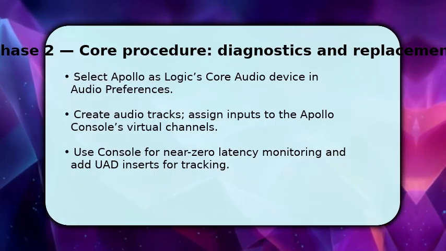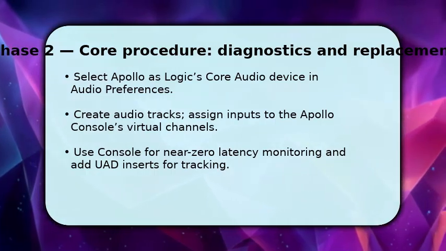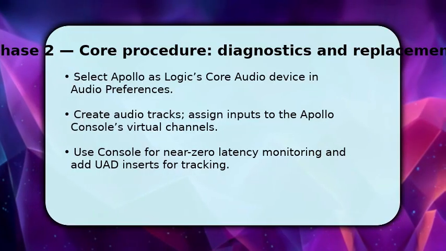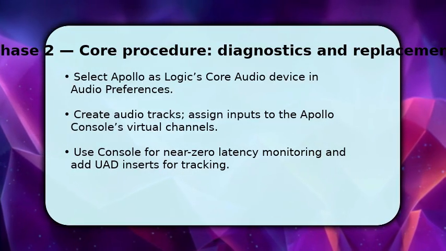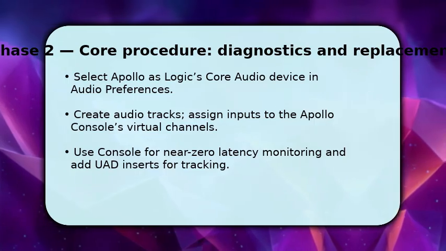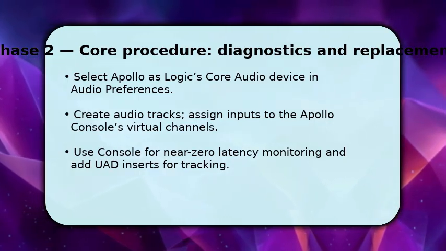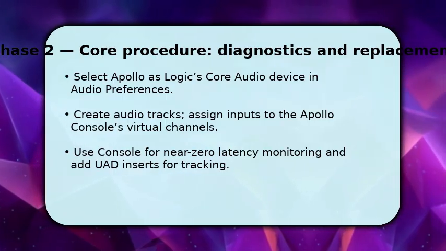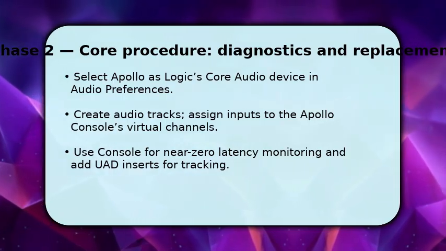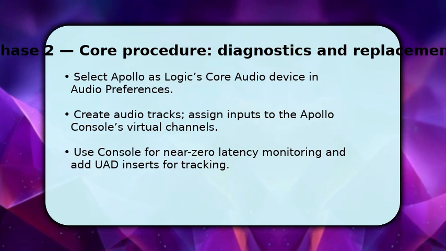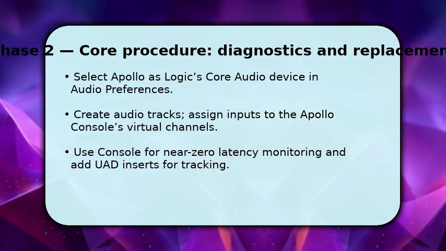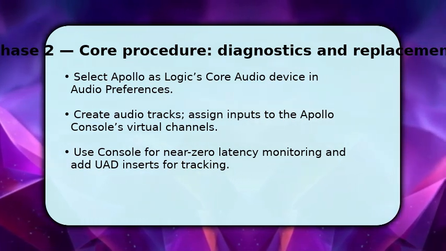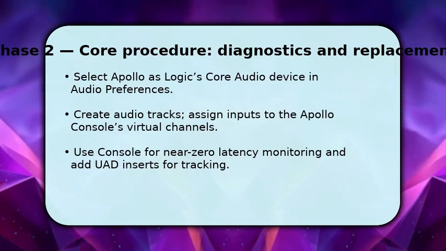Then create audio tracks and assign each track's input to the corresponding Apollo/console virtual channel so the signal flows exactly as routed. While tracking, use the UAD console for near-zero latency monitoring and insert UAD plugins there for tone without taxing Logic's CPU.